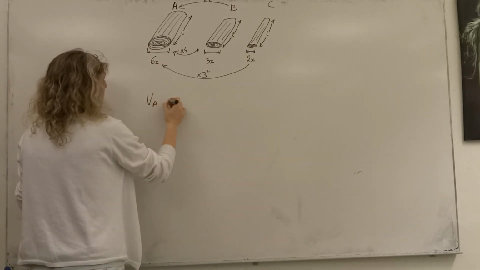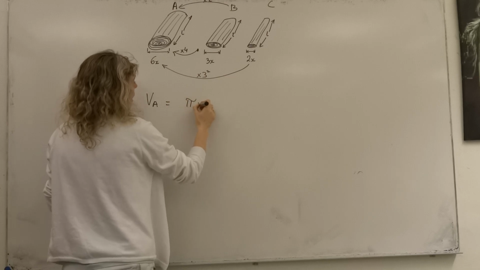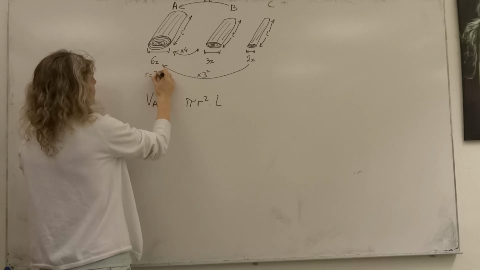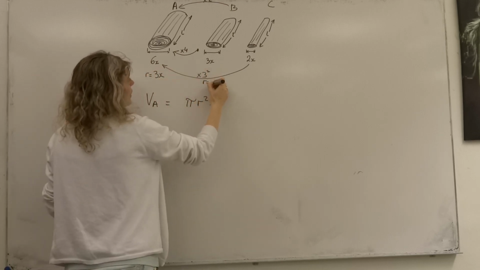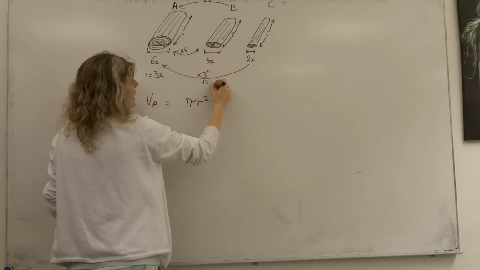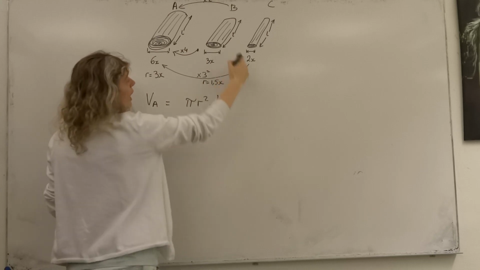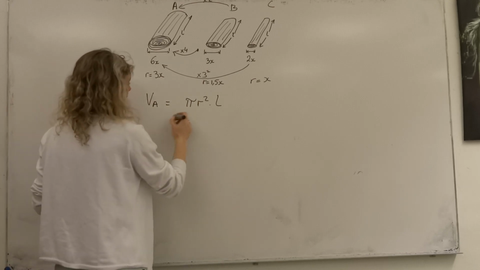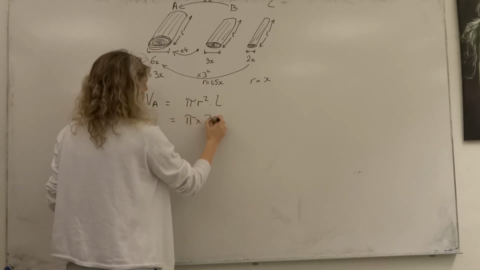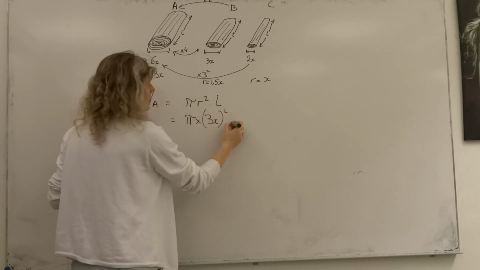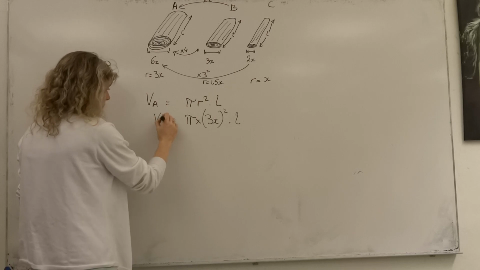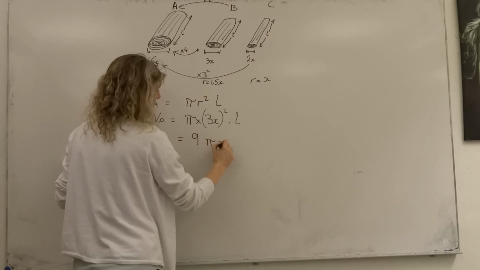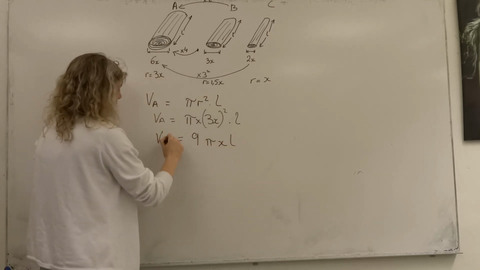The volume of A is going to be pi r squared times L. The radius of this one is 3x. The radius of this log, if the diameter is 3x, it's 1.5x, half of the diameter. And the radius of this one is x. So the volume of cylinder A is going to be pi times 3x all squared times the length. So 3 squared will be 9, so we get 9 pi x squared L. And we'll leave it in that.